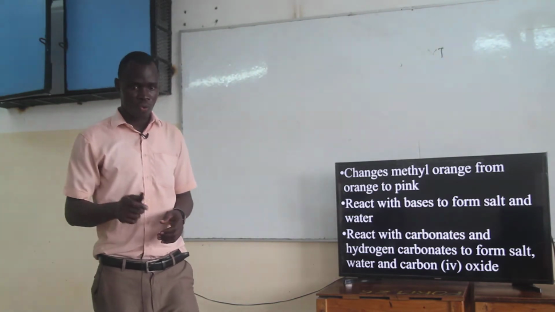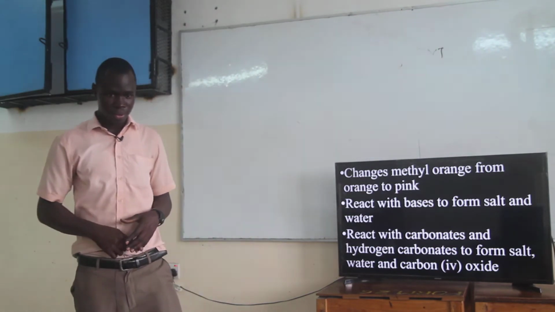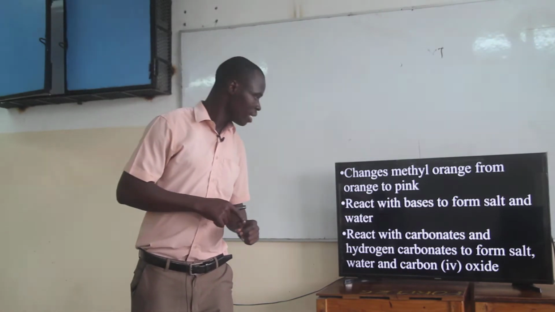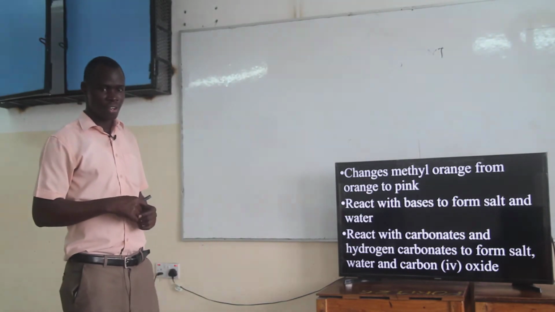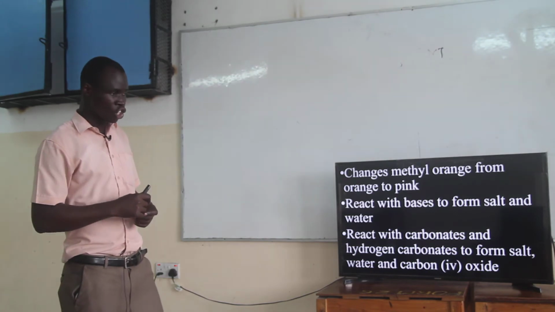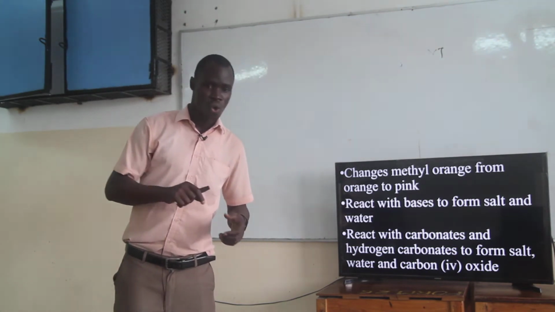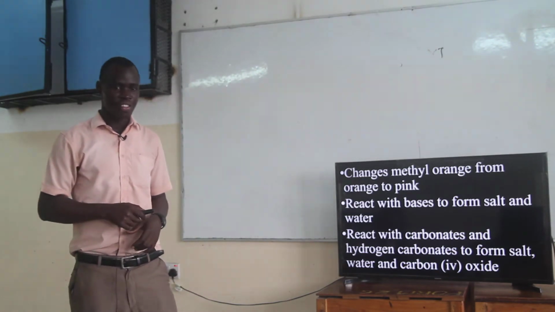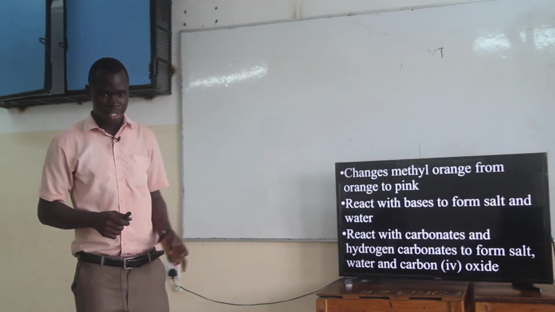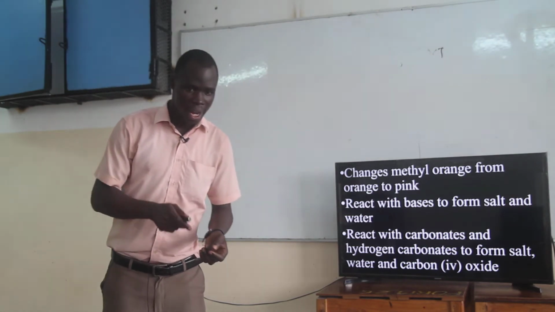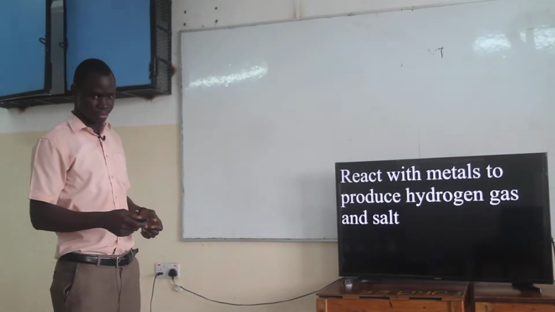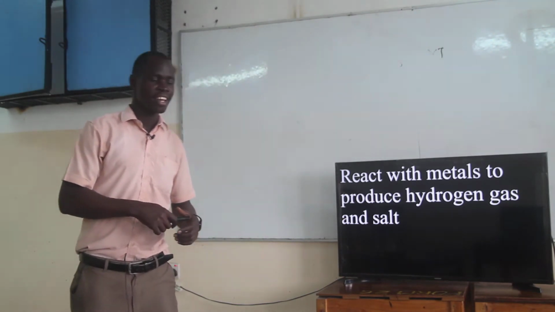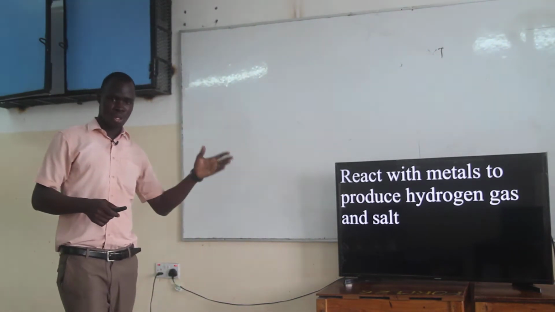They react with bases to form salt and water. Then they react with carbonates and hydrogen carbonates, and when that happens, they form three things: one, a salt; second, water; and another one, carbon dioxide. They react with metals to produce hydrogen gas and a salt. This is also a concept we already learned.